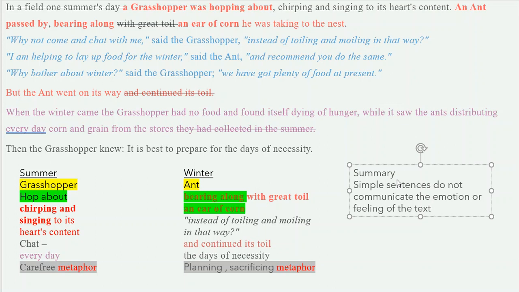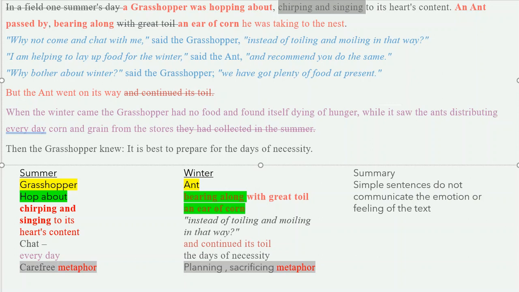So we needed field, summer's day, great toil, all of that was extremely important for us to understand the sacrifice. These words were very important too for us to understand how carefree the grasshopper was. So when we write, we use words, and we use those words in order to communicate with the audience.